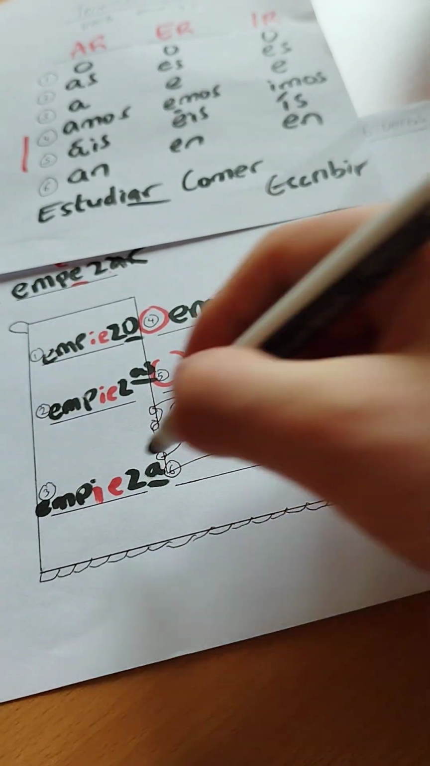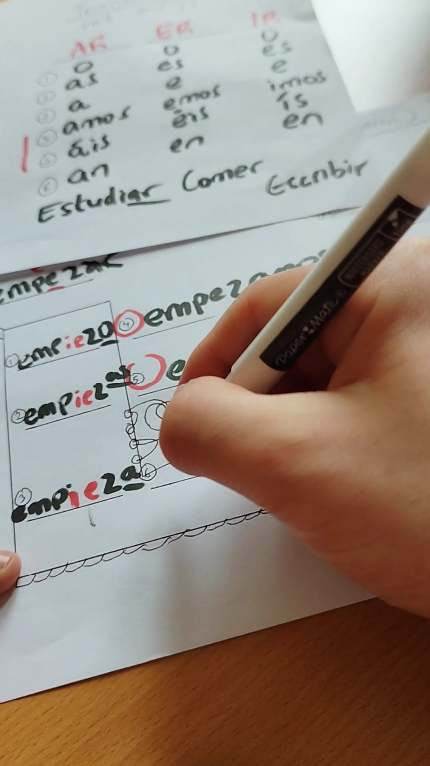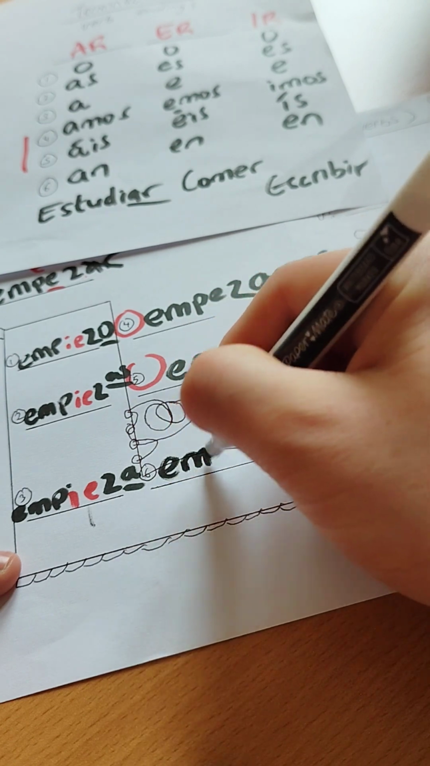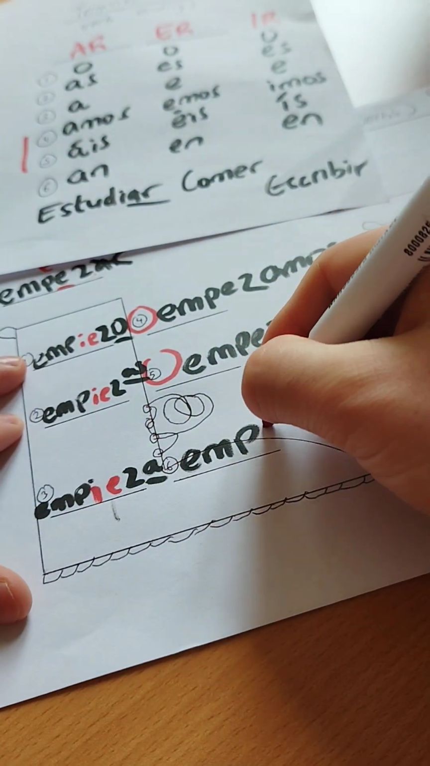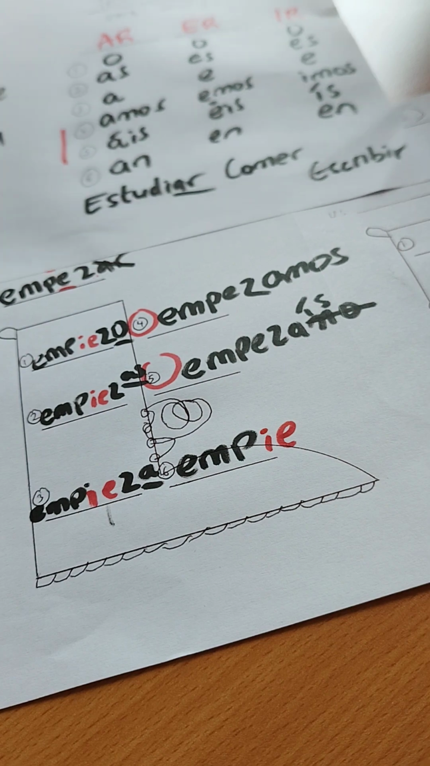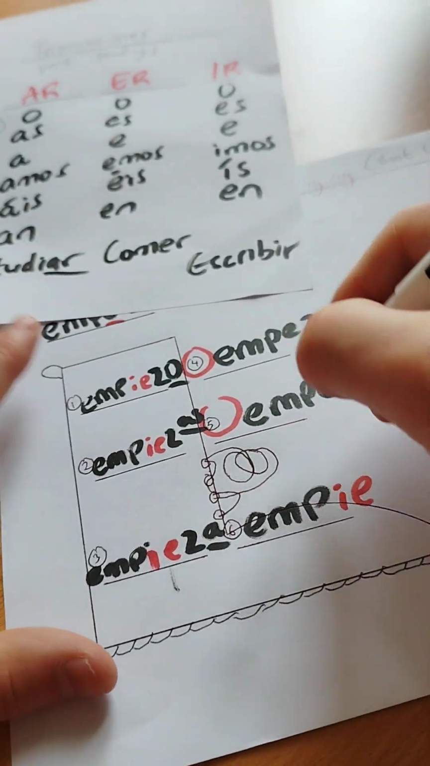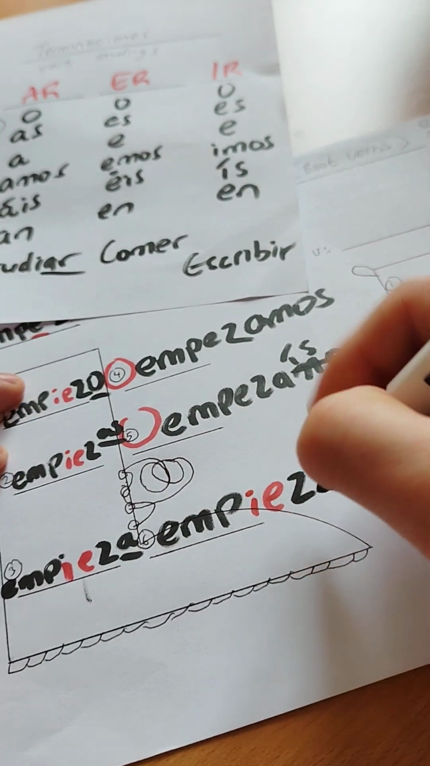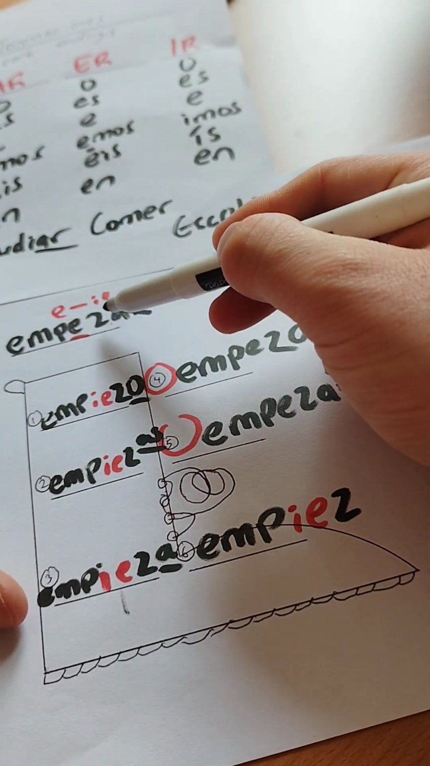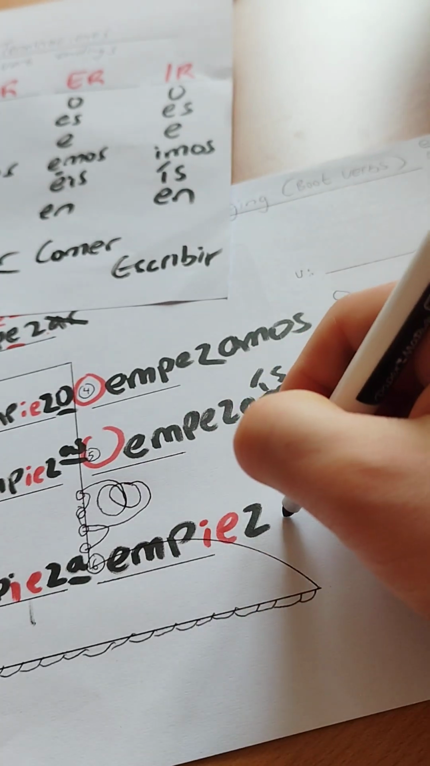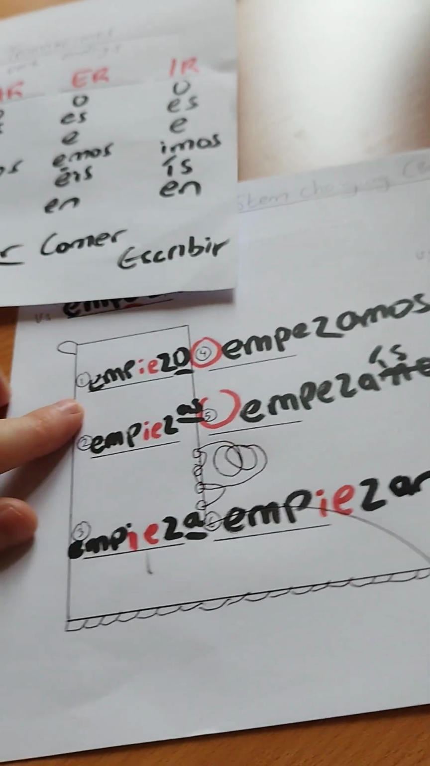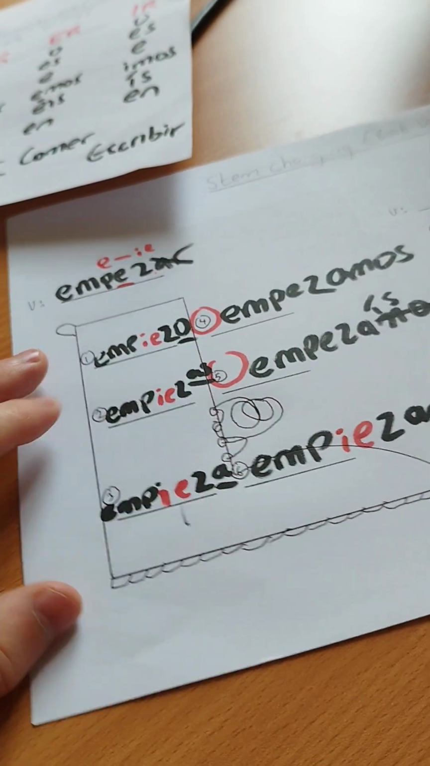Okay, last one. It's inside the boot again. That means it has this change. So we'll write out what we had before until we get to the red: IE. And then we have they. And sorry, the Z as well, because the stem is everything except for that. Empiezan. They start. Okay. All good?